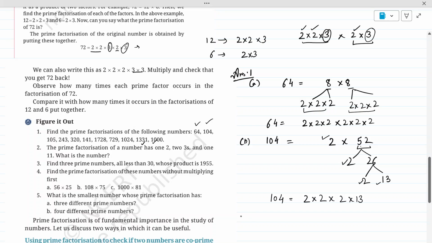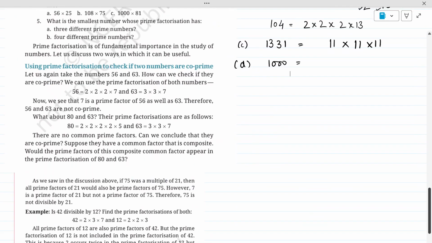Next, I am taking 1331. For this we have 11, and the other number we have here is again 11, and again we have 11 here. So if we multiply 11 three times, we will get 1331. So kids, we know 11 is a prime number and we cannot break it further. So these are the factors of 1331. Now last we have 1000. How can I break 1000?